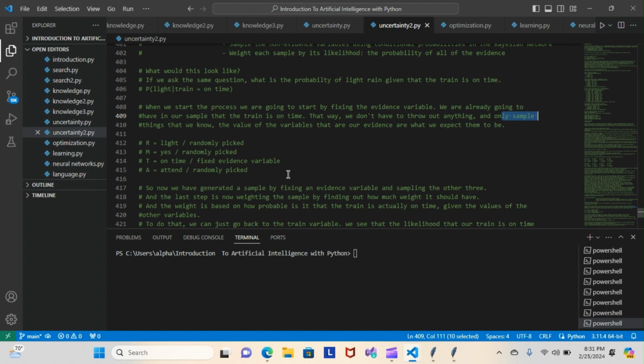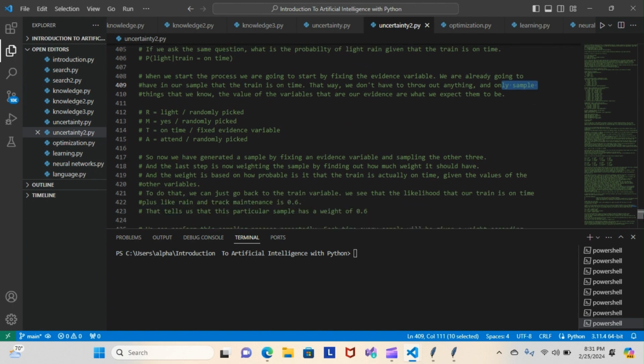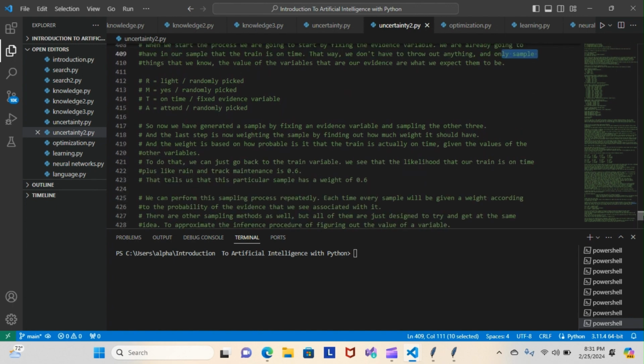Now that's what we've been over for the night, and we did finish up our sampling method. So we're going to move on to something else tomorrow. Like I said, I didn't want to start something new while I was still doing the sampling. So yeah, we kept it short and sweet for the night.